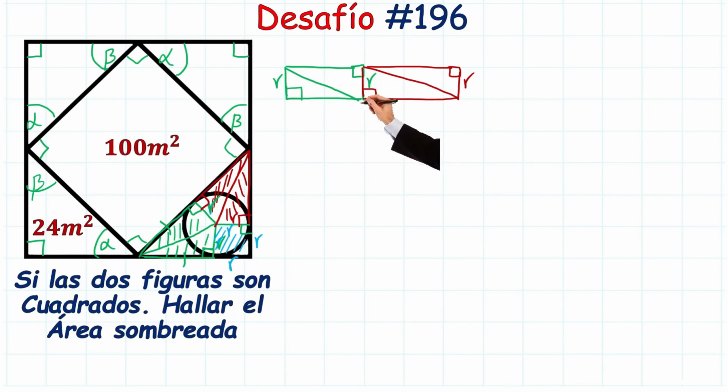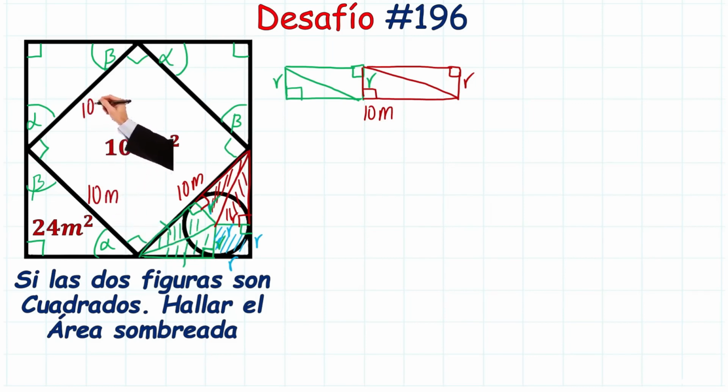And this part here is 10 meters. As we know, look, this base of the green triangle is this part here. So if we join the two bases, we get 10 meters. Because the area of this square here is 100 square meters. That means each side is 10 meters. Okay, great. We have 10 meters here and 10 meters there. And we can find the value of r, which is the radius of the circle.